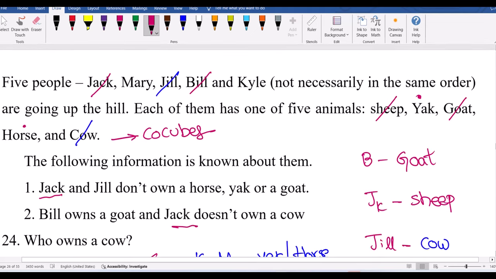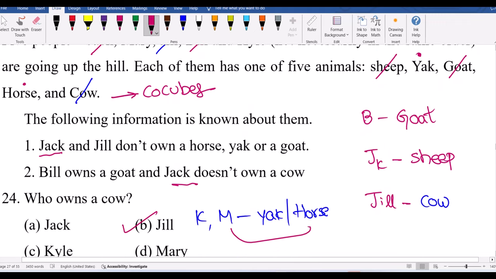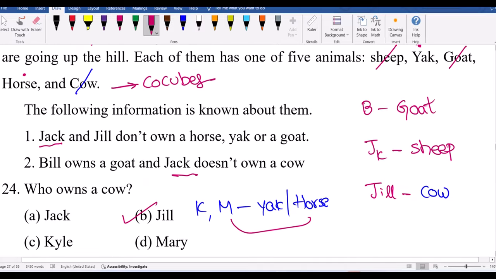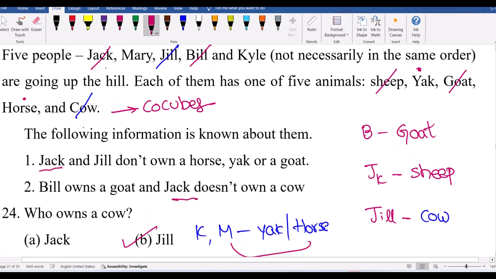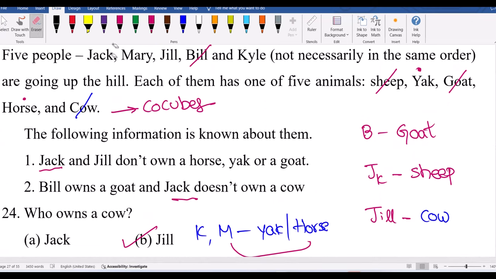Whereas this is regarding CoCubes related stuff. For the same data they're asking two questions. And here, first of all, they've given Bill owns a goat. There are five people and five different things we need to map. Okay, first, Bill and goat are gone because they're given directly, Bill owns a goat. So Bill is fixed. Then I'm focusing on Jack because Jack appears here and here. Jack doesn't want yak, cow, or horse. So Jack goes with sheep. So Jack and sheep closed.